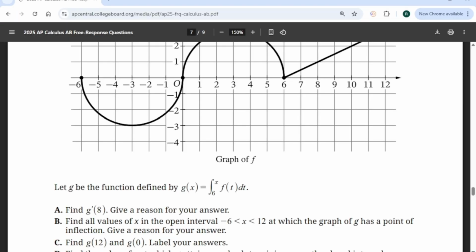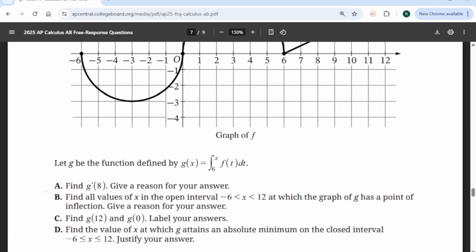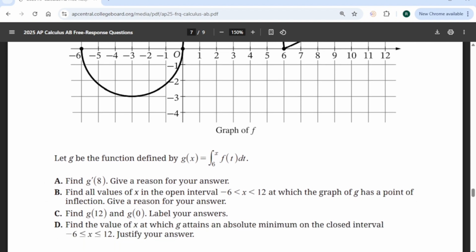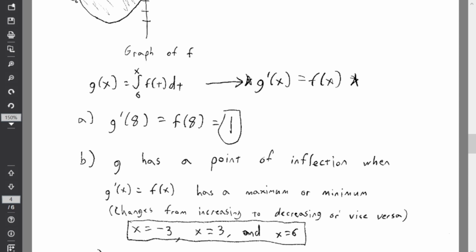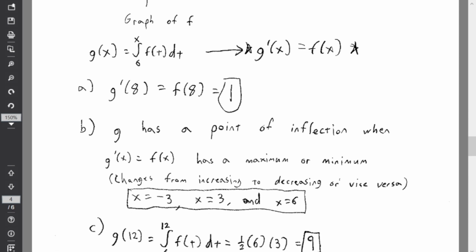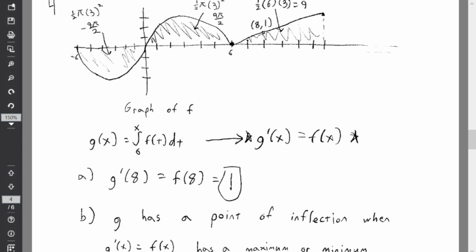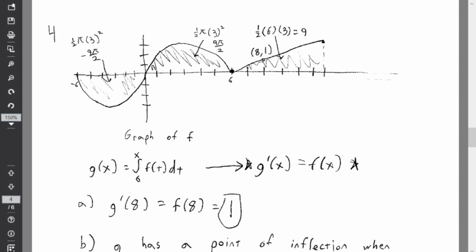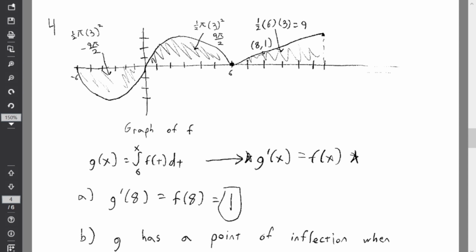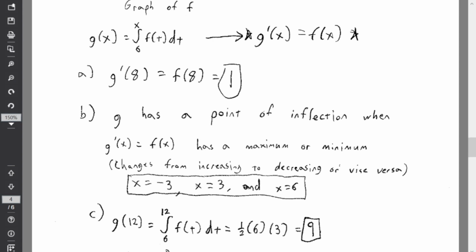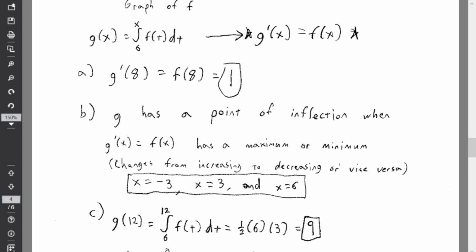Part C, find g of 12 and g of 0. Oh, here's where my areas are going to come in handy. For g of 12, we're going to find the integral from 6 to 12. It starts at 6. So from 6 to 12, we are going to use the area of that triangle, which was 9. So that is our integral from 6 to 12.